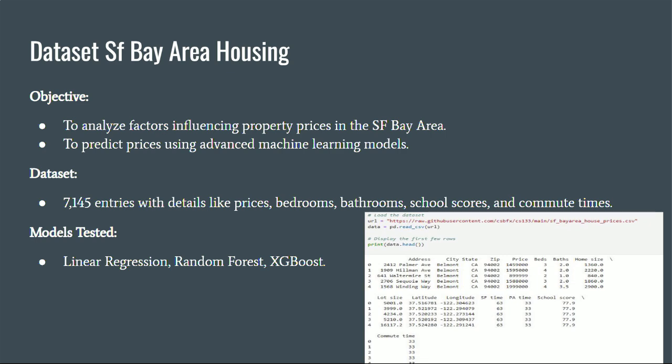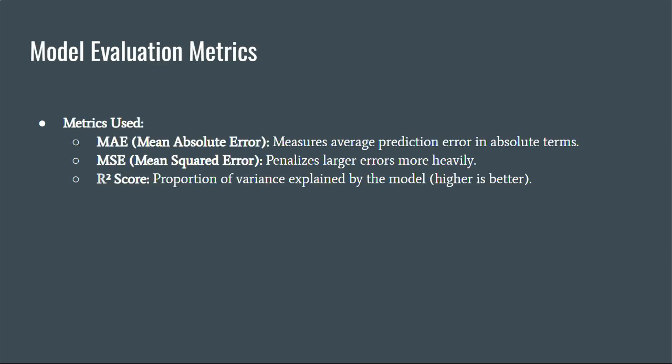To sort this dataset, I used three machine learning models, which were linear regression for understanding linear relationships, random forest, which was a nonlinear model that captured interactions between variables, and finally XGBoost, which is an advanced gradient boosting model, and it's known for its exceptional performance on structured data. These models were evaluated to determine which one is the most suitable for predicting property prices.